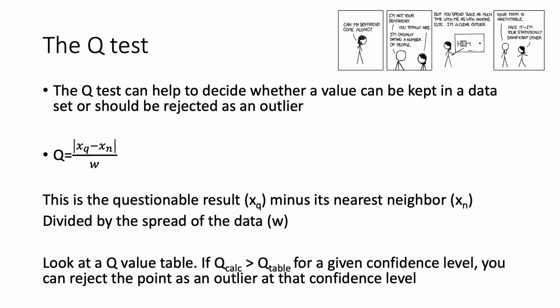The way that the Q-test works is you take the absolute value of the result that you're worried about, the questionable value, subtract it from its nearest neighbor, so whatever the next closest value that you measured was, and then divide it by the spread of the data, which is just your highest value that you measured minus your lowest value that you measured. And then you have to look at another table of standardized Q values, and if the Q that you calculate is greater than the Q in the table for the number of data points and the confidence level that you want, then you can reject that point as an outlier at that confidence level.